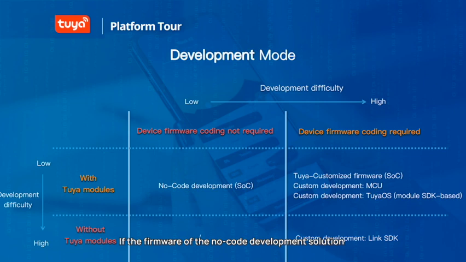If the firmware of the no-code development solution cannot meet the function requirement for the product, you can develop the firmware as needed or ask Tuya for customization. If your product cannot be embedded with Tuya modules, you can develop the firmware or program by using the Link SDK, which helps you connect your product to Tuya IoT Cloud.